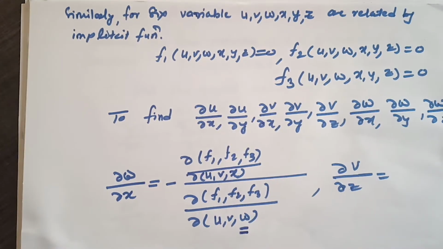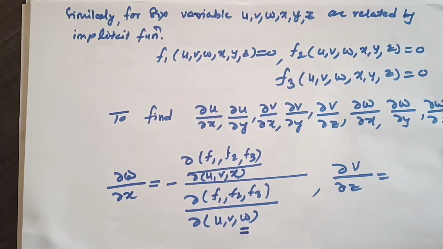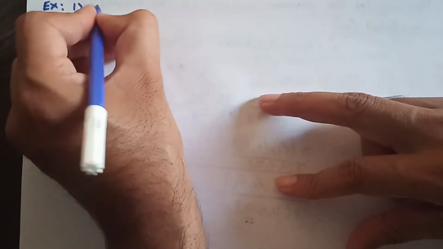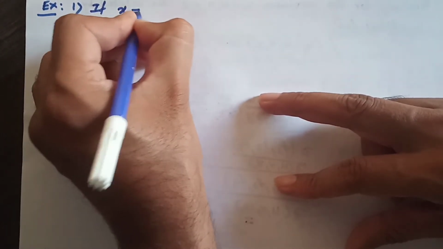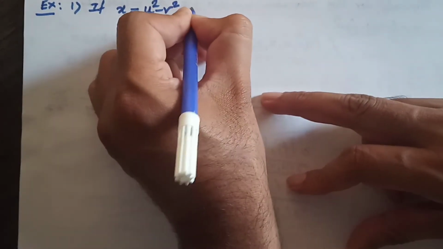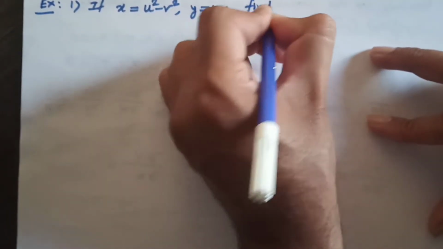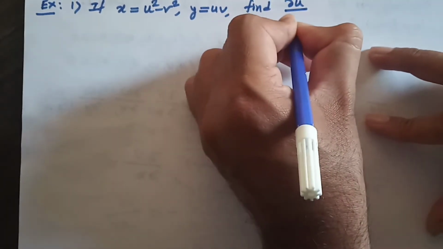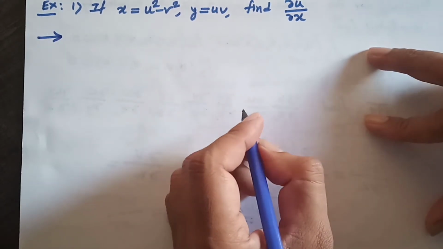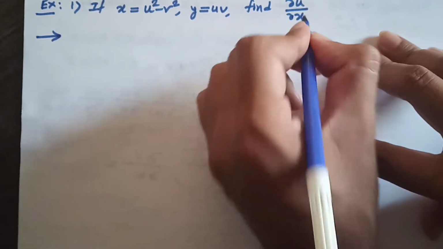Now let us take one example depending on this topic. So the example is, if x is equal to u square minus v square and y is equal to uv, then find partial derivative of u with respect to x. Here I want partial derivative of u with respect to variable x.